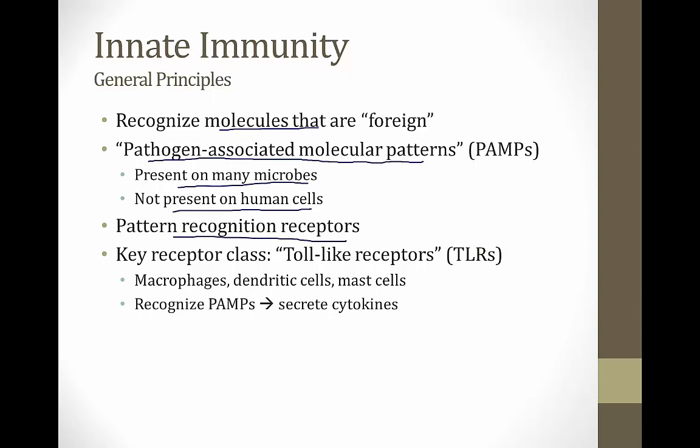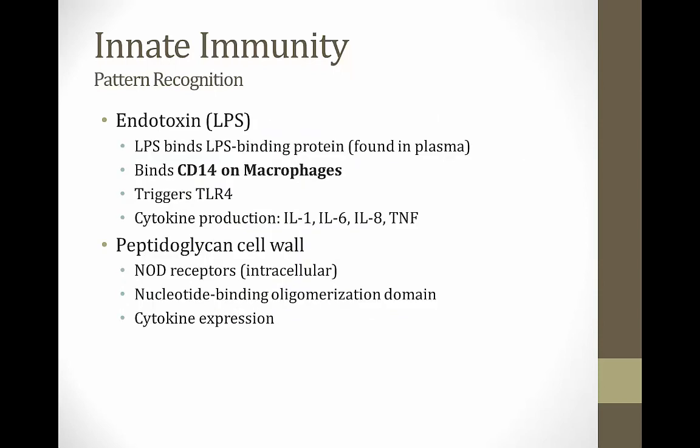And one of the most important classes of pattern recognition receptors are the toll-like receptors, or TLRs. These are found on cells like macrophages and dendritic cells and mast cells, and we'll talk about this in a minute. And once these cells recognize the pathogen-associated molecular patterns, or the PAMPs, they then secrete cytokines, which trigger an inflammatory response. So what are some of the important pathogen-associated molecular patterns that the innate immune system responds to?